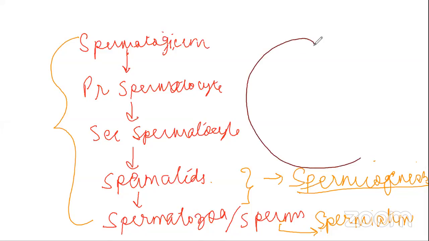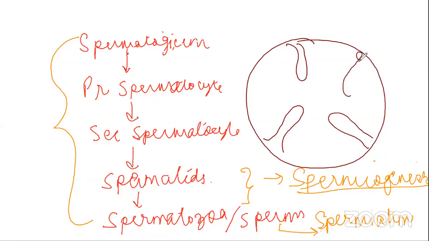You have one seminiferous tubule magnified, and this is your Sertoli cells. Now over here, all these structures are being formed. So you have this spermatogonium, then primary spermatocyte, secondary spermatocyte, then you have spermatids, and then the final sperm is over here. So the head is embedded over here.